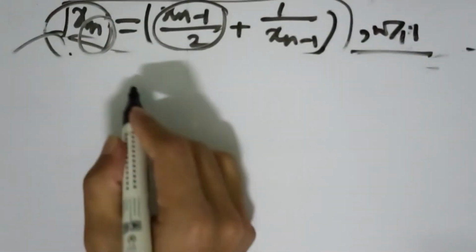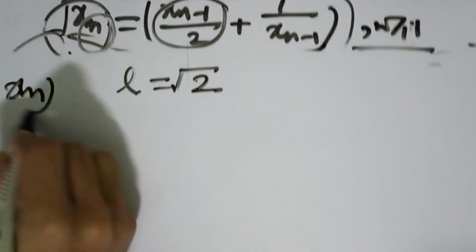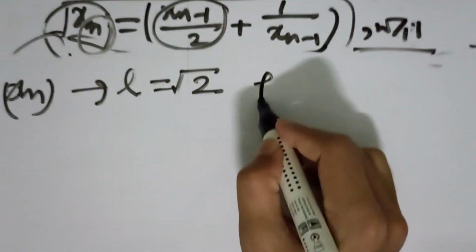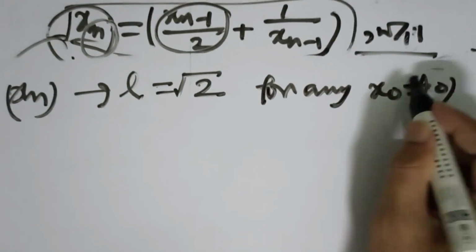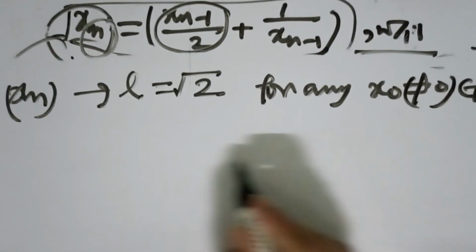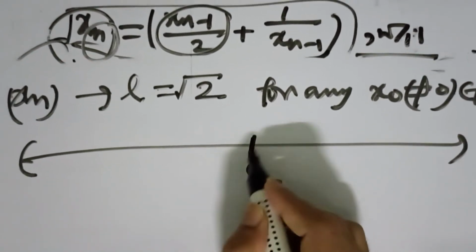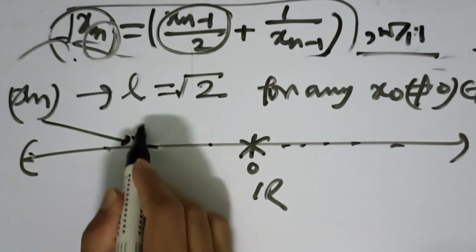So what we get is that xn converges to a limit L, and L is plus root 2 for any x0 belonging to R. Means whatever x0 may be, any real number except 0, this sequence always converges to root 2.